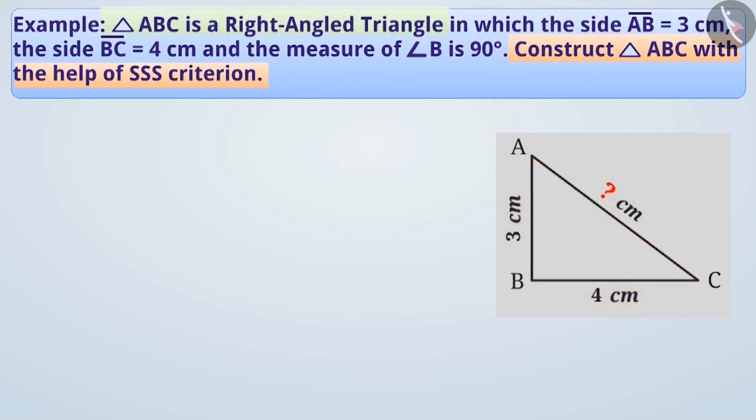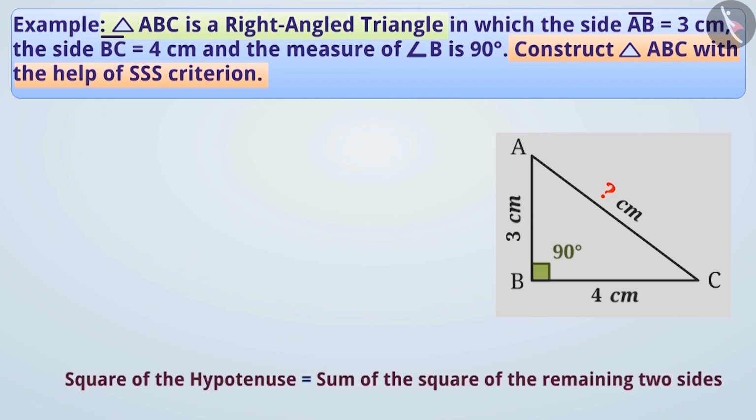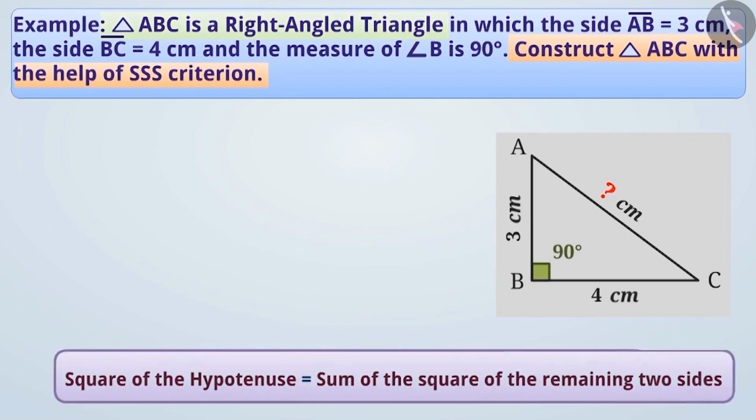In the question, we are given that triangle ABC is a right-angled triangle. A right-angled triangle is a triangle in which one angle is a right angle, that is 90 degrees. We know that in a right-angled triangle, the square of the hypotenuse is equal to the sum of the squares of the remaining two sides. Hence, AB square plus BC square is equal to CA square.